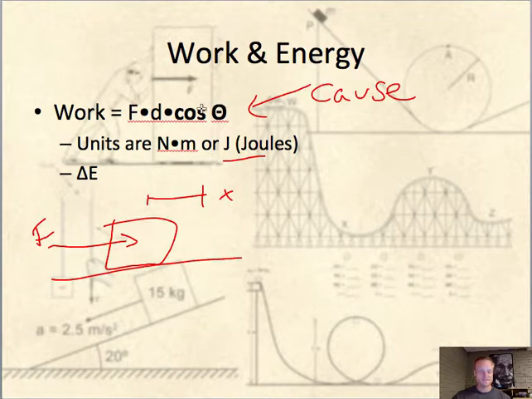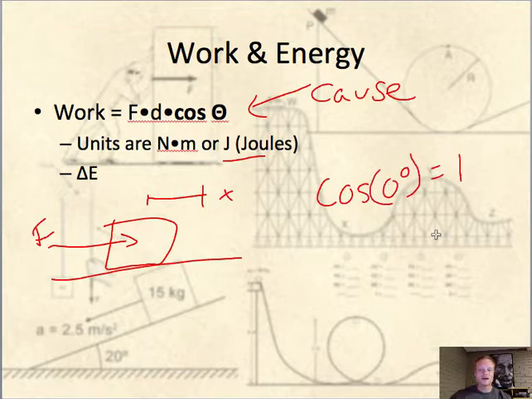Basically, if the force and the displacement are in the same plane, lined up together, and there's no angle between the force and the displacement, theta would be 0 degrees. And if you take the cosine of 0 degrees, that becomes 1. So sometimes you won't even see this piece in the formula, but it's not really true.